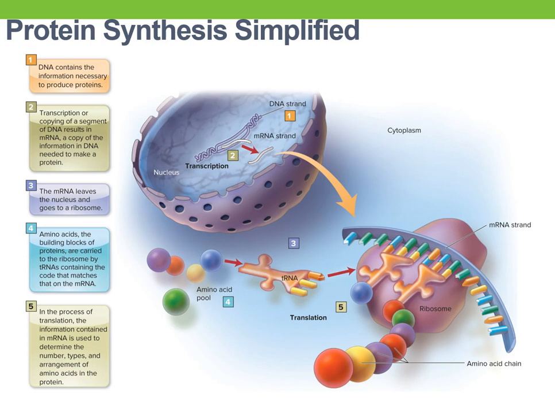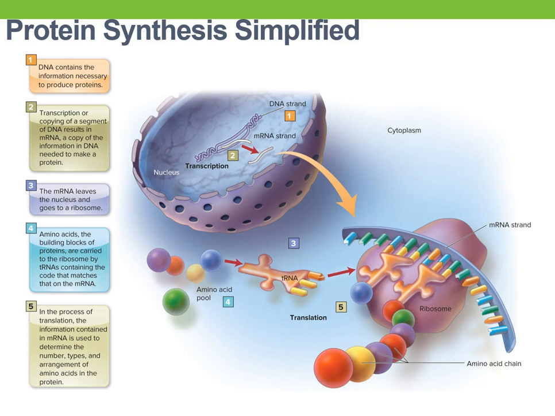So everyone's DNA and every cell's DNA and every part of your body that requires proteins, DNA is going to have to copy. As we are doing that copying process, the transcription or copying of a segment of DNA results in mRNA, which is a copy of the information in DNA needed to make that protein. So think about copying a message or a report or something like that. The mRNA leaves the nucleus and goes out into the ribosome of your cell.